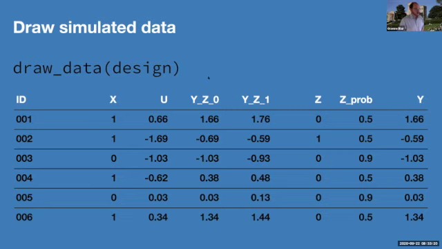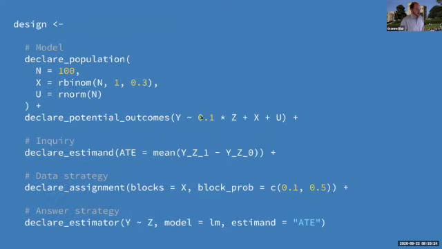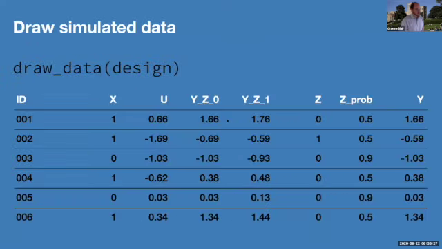And then we have these two potential outcomes that are drawn as a function of 0.1 times Z plus X plus U. So we have both the treated and control potential outcome. Of course, those are unmeasurable. Those are potential outcomes. We only get to realize one of them, but in this framework, we can imagine what those potential outcomes would be, which is useful for diagnosing the quality of our design. Then we have a simulated treatment assignment.